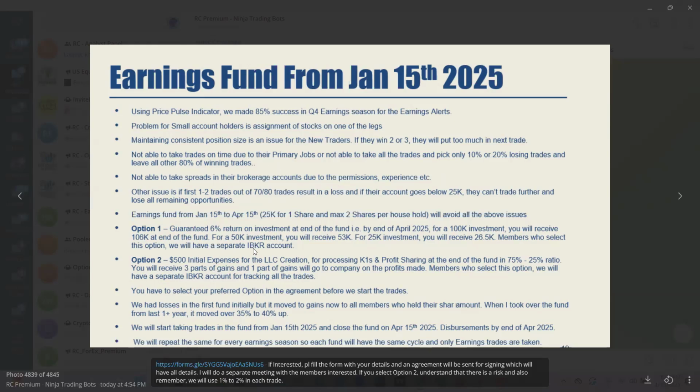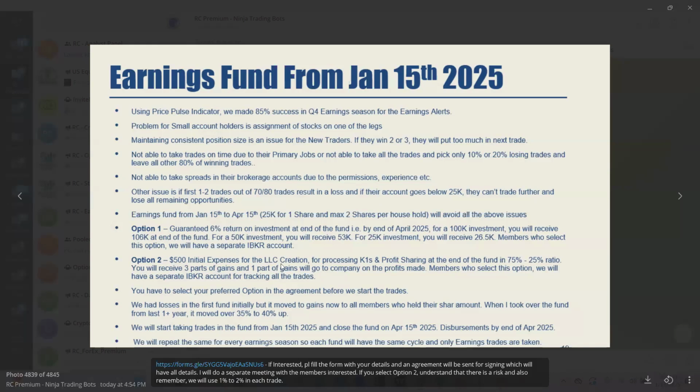Because of all these reasons, there are two options, but the first option is where you have a guaranteed return. The second option is where you have to pay part of the LLC expenses and process K1s, all those things, which is a lot of headache. So rather than that, I suggest that whoever already signed up, that's fine, but whoever did not sign up, this is a better option where you don't need to worry about anything. Whether we make profits or losses, you will get your guaranteed 6% return every 3 months, whether that is for earning season or for the SPX fund.